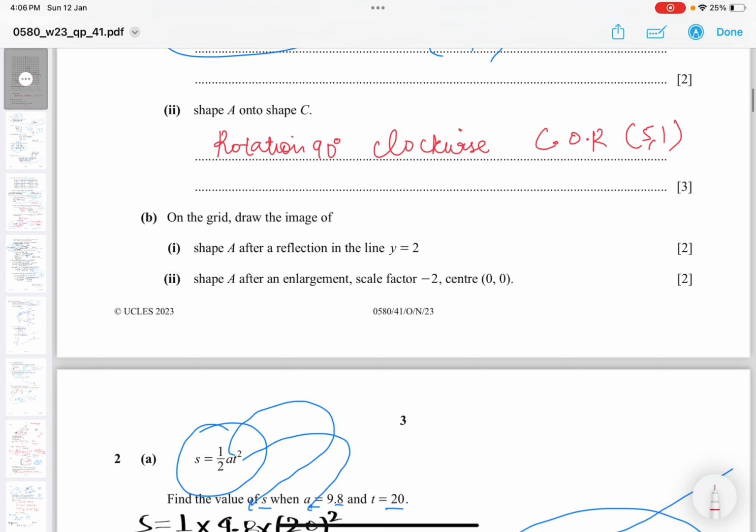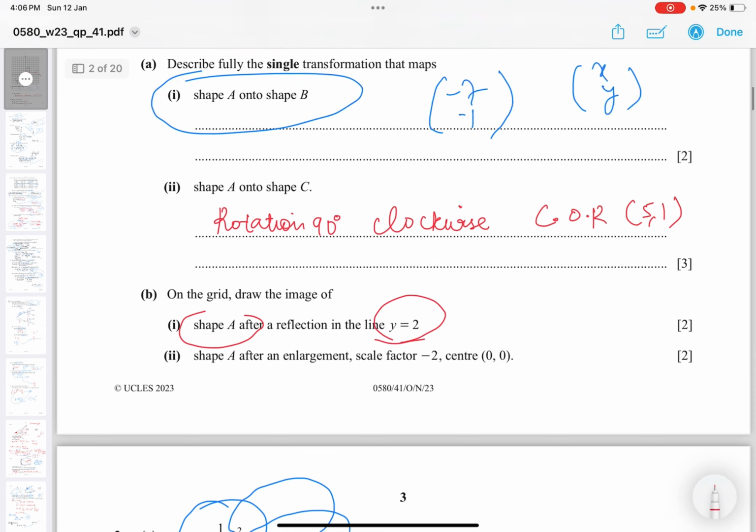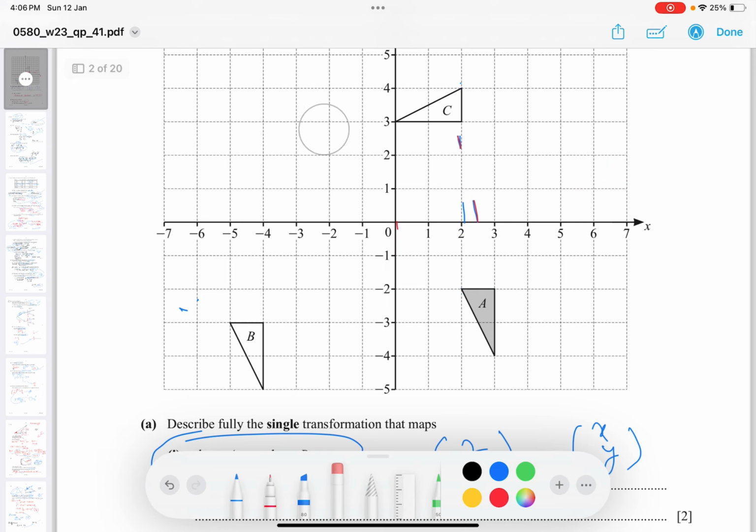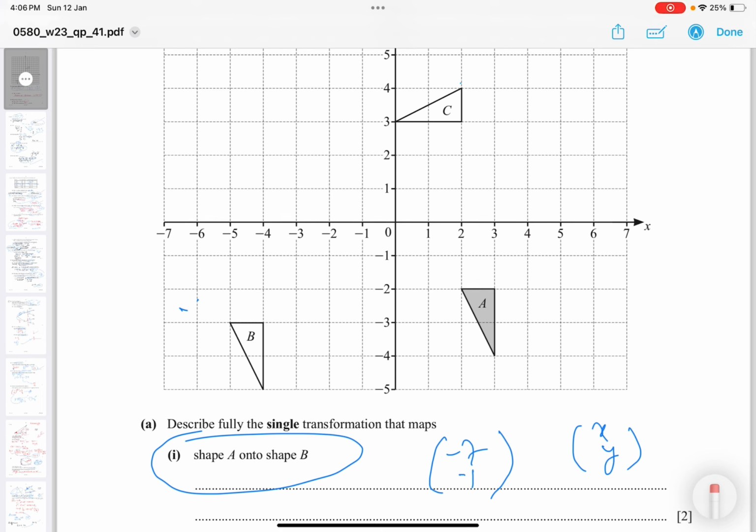On a grid, draw the image of shape A after reflection in the line y equals 2. So y equals 2, let me erase this one. What is y equals 2? So come on, y 2. So it must be over here. How can we draw y equals 2? We have to draw this line. Now we have to reflect this shape.